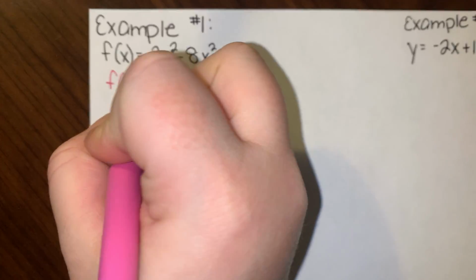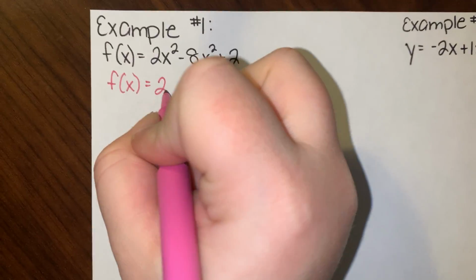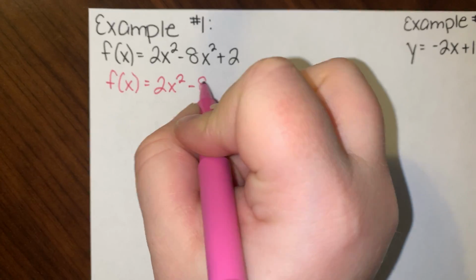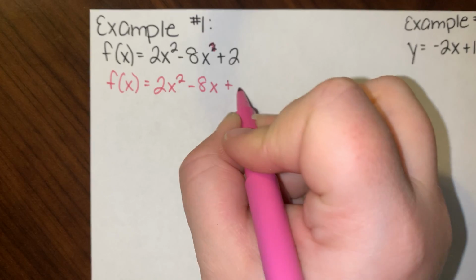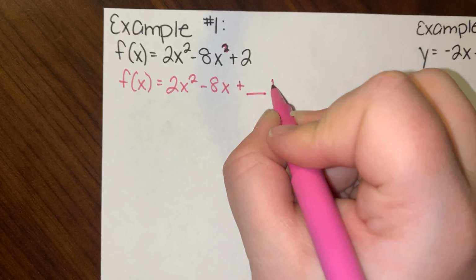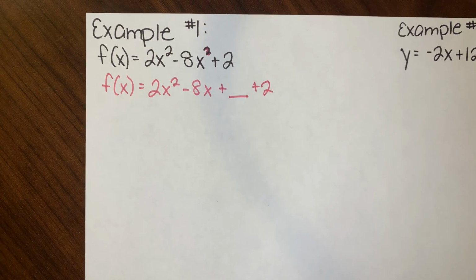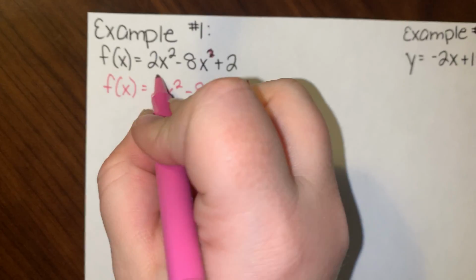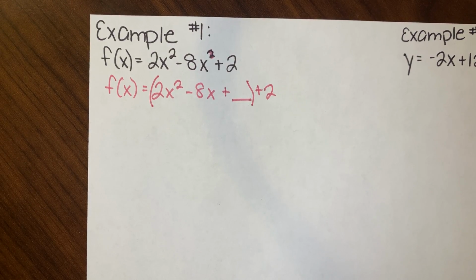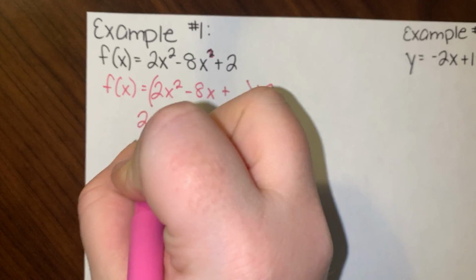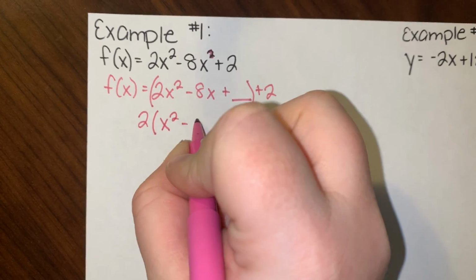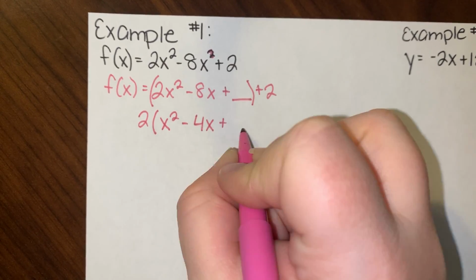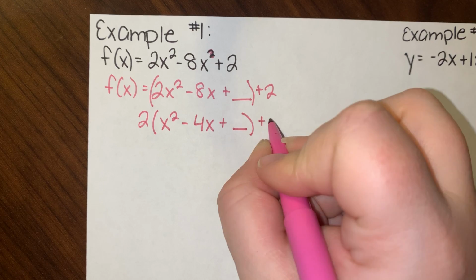I have f of x equals 2x squared minus 8x. Oops, that actually shouldn't be there. Minus 8x plus something plus 2. So I'm going to put this in parentheses, and now I'm going to factor out my a value, which in this case is 2. So if I do that, I have 2 parentheses x squared minus 4x plus something, plus 2.